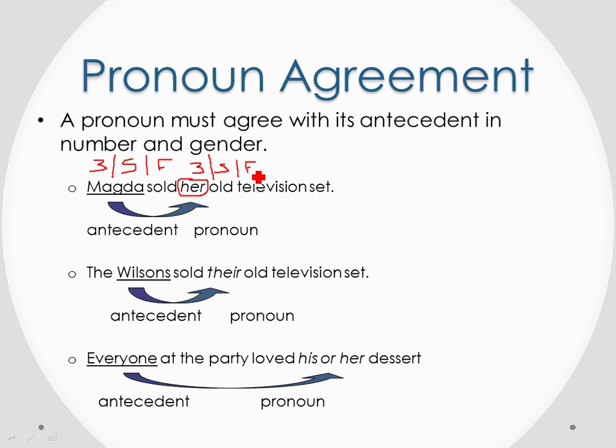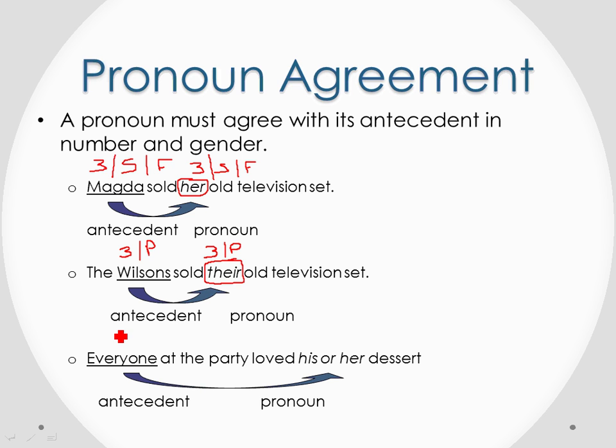If I look at the next example, the Wilsons sold their old television set. Again, I still have third person, but this time I have plural, and since it's plural, there's no gender assigned. So when I go to look at the next possessive pronoun that I need, the word their is the correct choice because it is also third person and it is also plural.